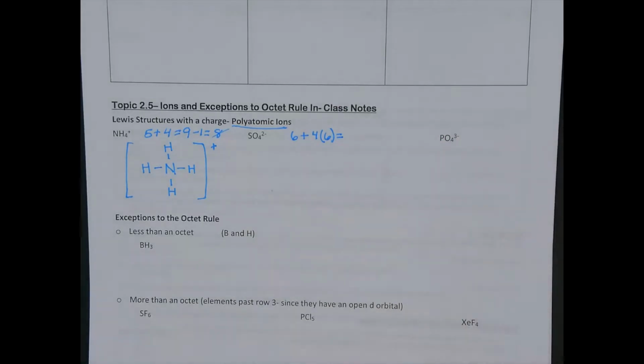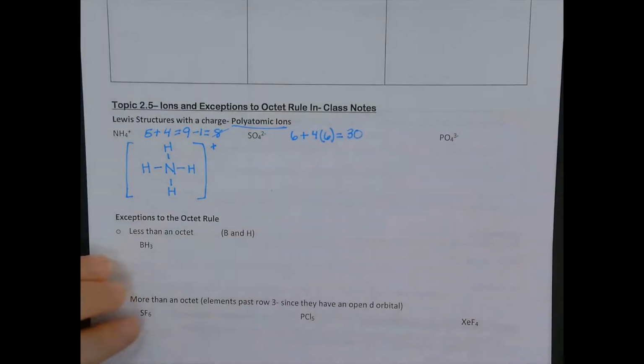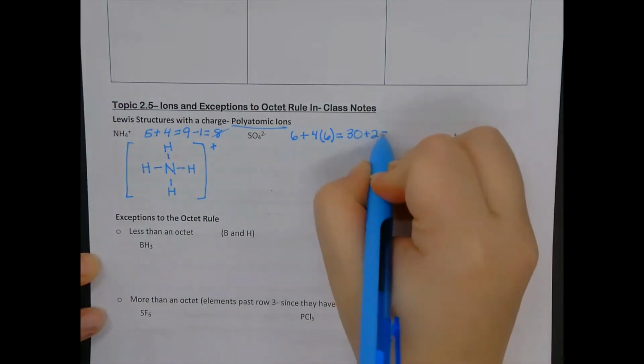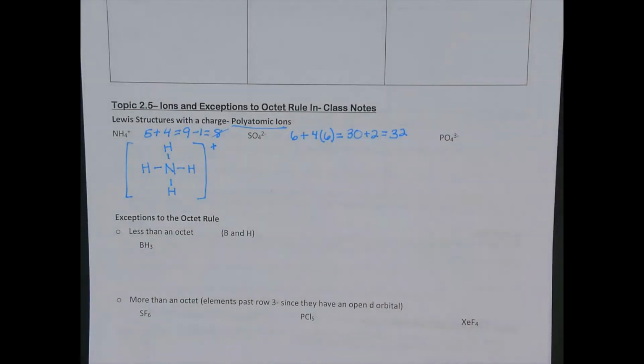All right, so what would our total be here? 30. All right, we have 30 electrons, but then we have a 2- charge. What does that tell us? Do we gain or lose electrons? Good, we gain electrons, so we need to add 2 more to our total, and we get 32 to play with. That's a lot more electrons than our last one.